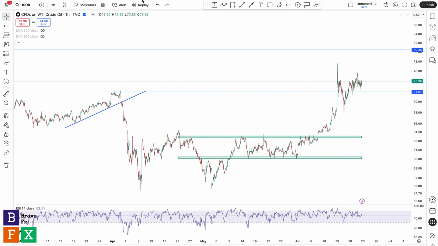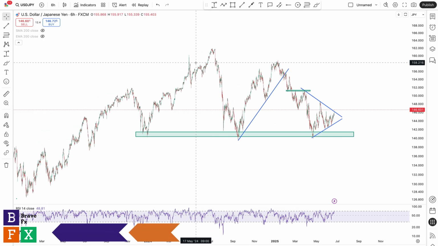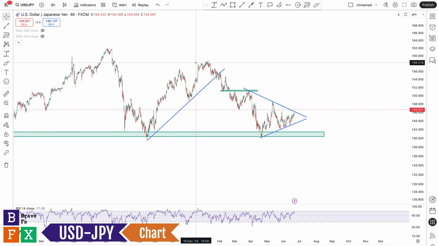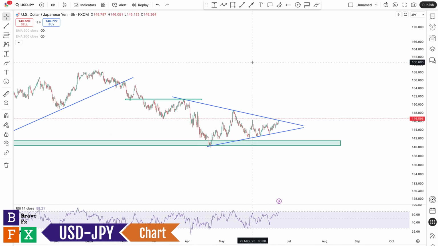Lastly, for today's setup, we're going to be talking about USD-JPY. So I don't trade currency pairs. For those who do, something very interesting is happening right now. I think the market is open for currency pairs.